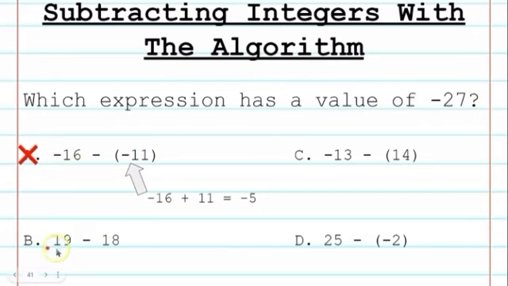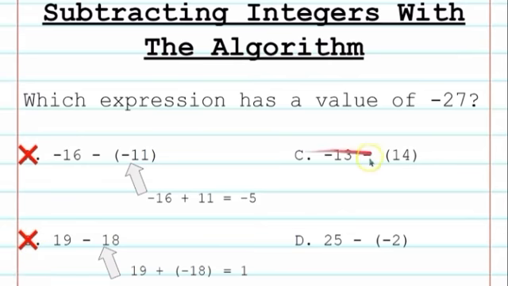B is 19 minus 18. We already know 19, the first number, flip, change, would be 19 plus -18, which will give you 1. That's your answer. Now you could also just do this in your head. It will give you 1. But using keep flip change algorithm doesn't really matter. So this doesn't give you the correct answer.